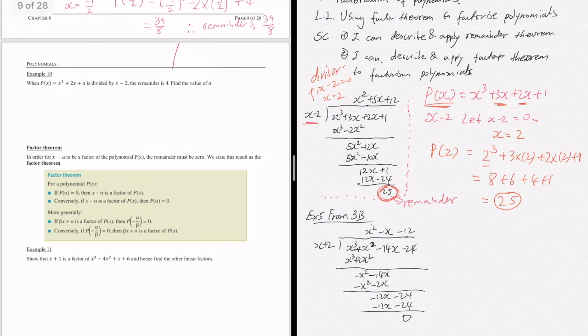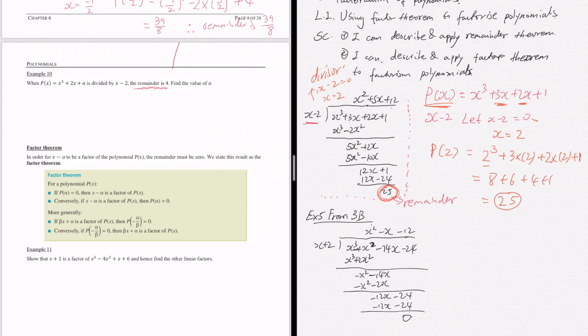Now let's have a look at example 10. Example 10, we have p of x equal to x cubed plus ax plus 8 is divided by x minus 2. Now in this question, we told you the remainder is 4. Find the value of a.